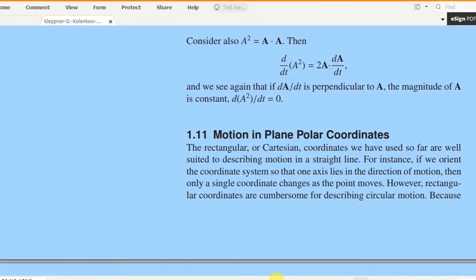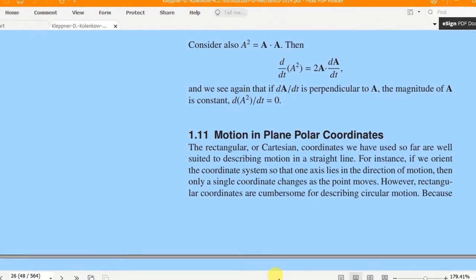In this video, we are going to talk about motion in plane polar coordinate system.